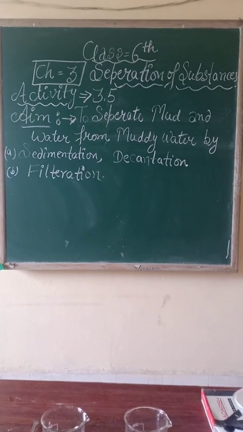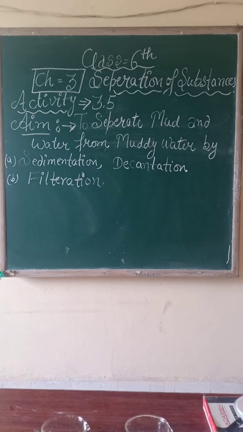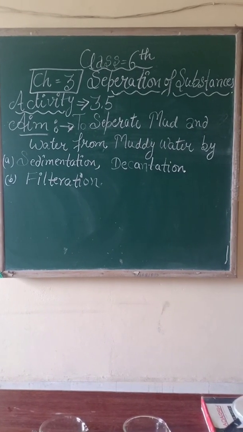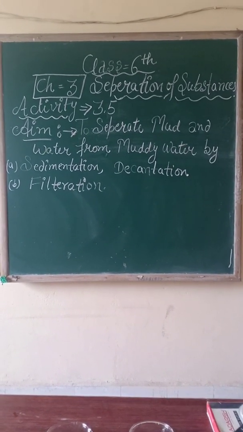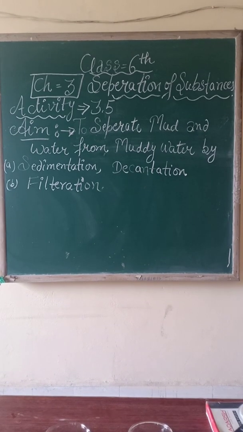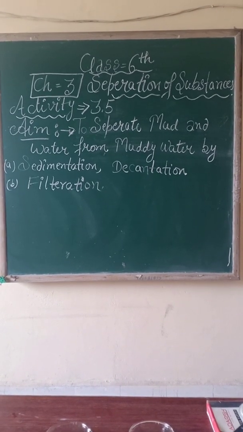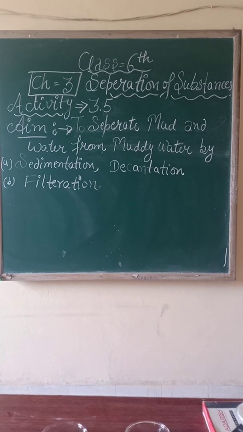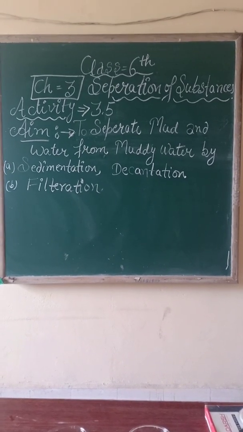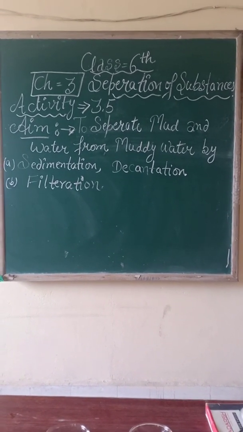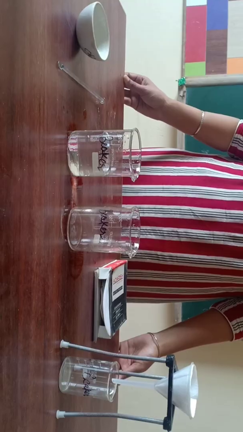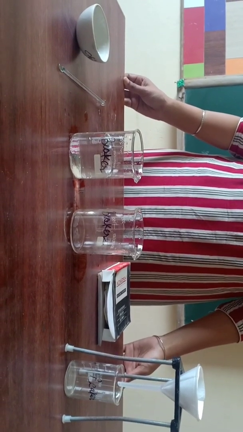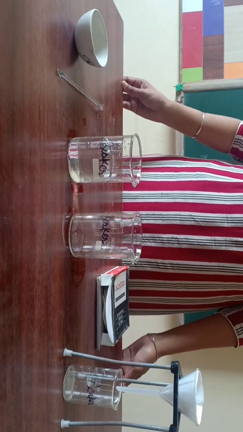We will start activities of class 6, chapter number 3, separation of substances. Activity 3.5. Our activity is to separate mud and water from muddy water by the process of sedimentation, decantation and filtration. In this activity, we use different apparatus.